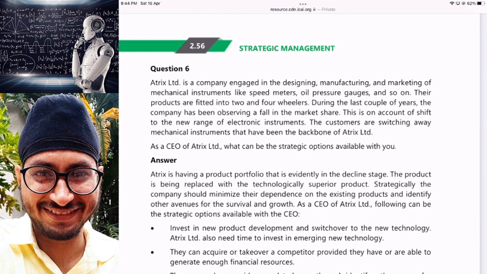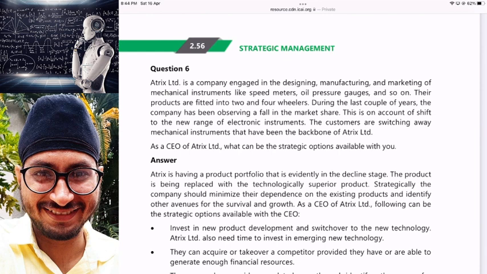Their products are fitted into 2 and 4 wheelers. During the last couple of years, the company has been observing a fall in the market share. This is on account of shift to new range of electronic instruments. The customers are switching away from mechanical instruments to electronic instruments. As a CEO of Atrix Limited, what are the strategic options available with you?